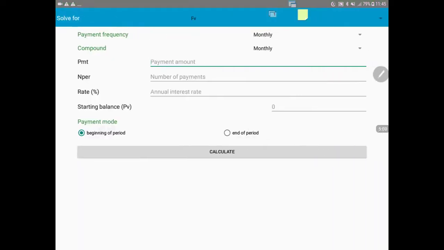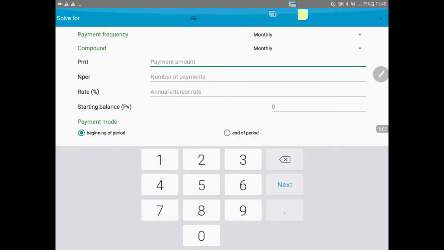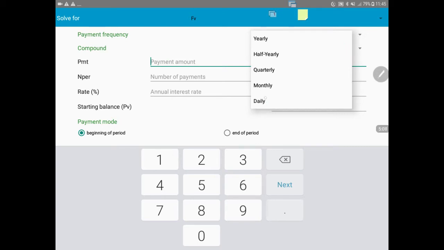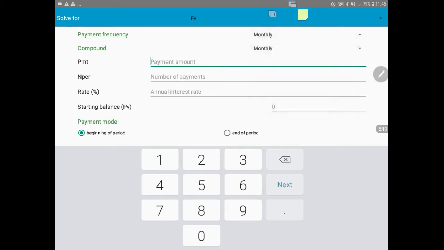Future, you press under future value, then on top it says future value. Then monthly frequency, we already know that the payments are made monthly, so that is fine. Compounded monthly, so that is also fine. Payment, how much are we paying? We are paying an amount of 300. Number of payments, which is our N, there are 60 payments.